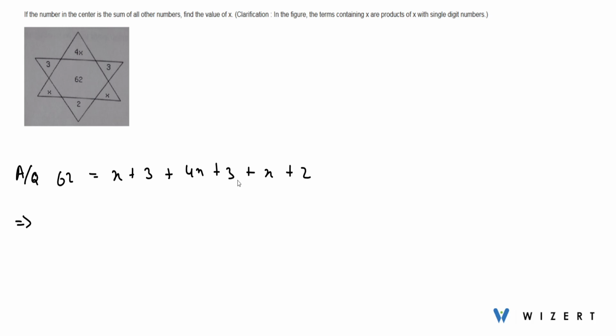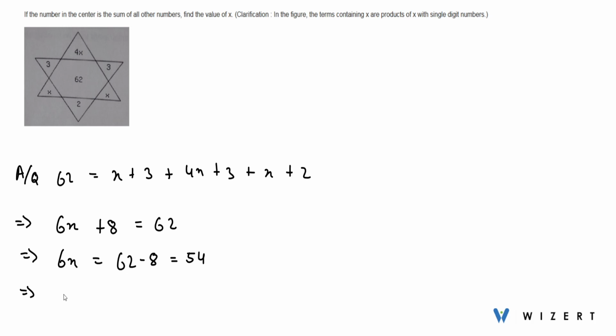So x plus 4x plus x will become 6x, and then we have 3 plus 3 which is 6, 6 plus 2 which is 8. So 6x plus 8 will be equal to 62. So 6x will be equal to 62 minus 8, which is equal to 54.